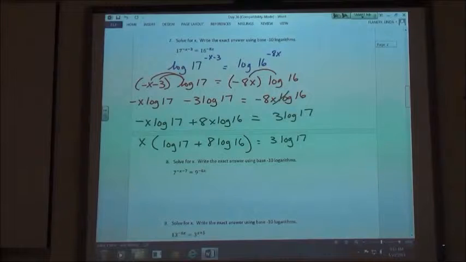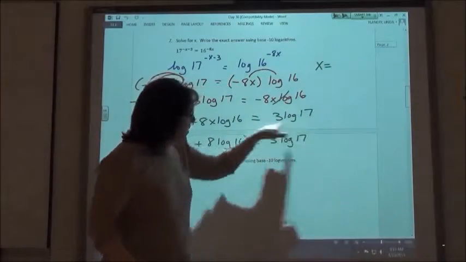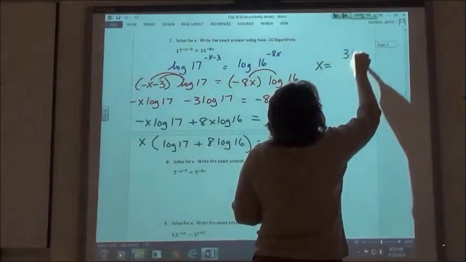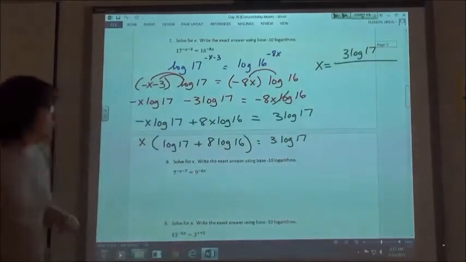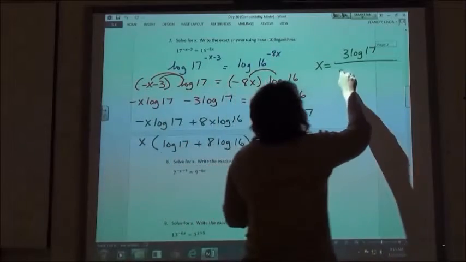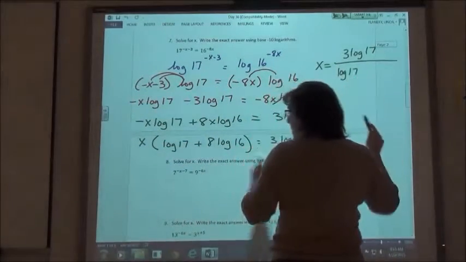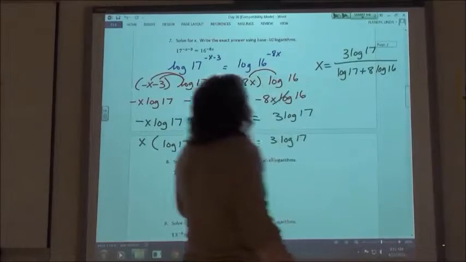My last step, I want to get the x by itself. Since the x is times all of that junk in the parentheses, to move it to the other side, I've got to divide by all that stuff in the parentheses. So my answer is going to look like this. X is going to equal, this is going to be on top, 3 log of 17. I'm going to make a big fraction because all of this is going to go down to the bottom. So log of 17 plus 8 log of 16.